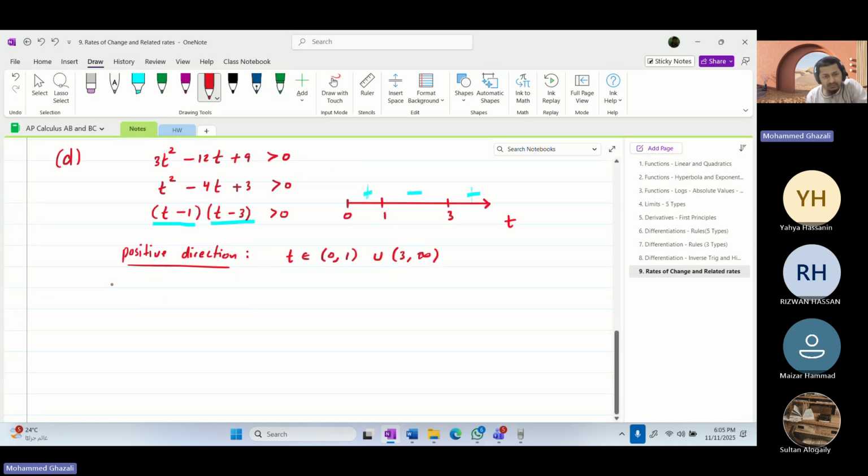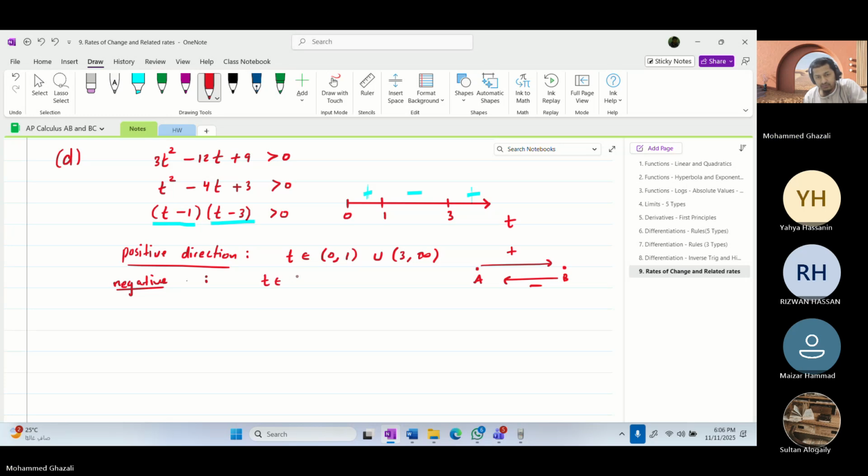And the negative direction, you know what positive direction is? Remember, this is city A and this is city B. So this is going in the positive direction. Negative direction means you're kind of returning, or you're coming back to somewhere and then going back. That's what positive and negative mean, because of vectors here. Right, so now when is it in the negative direction? It is between 1 and 3. The idea is to solve for the inequality.